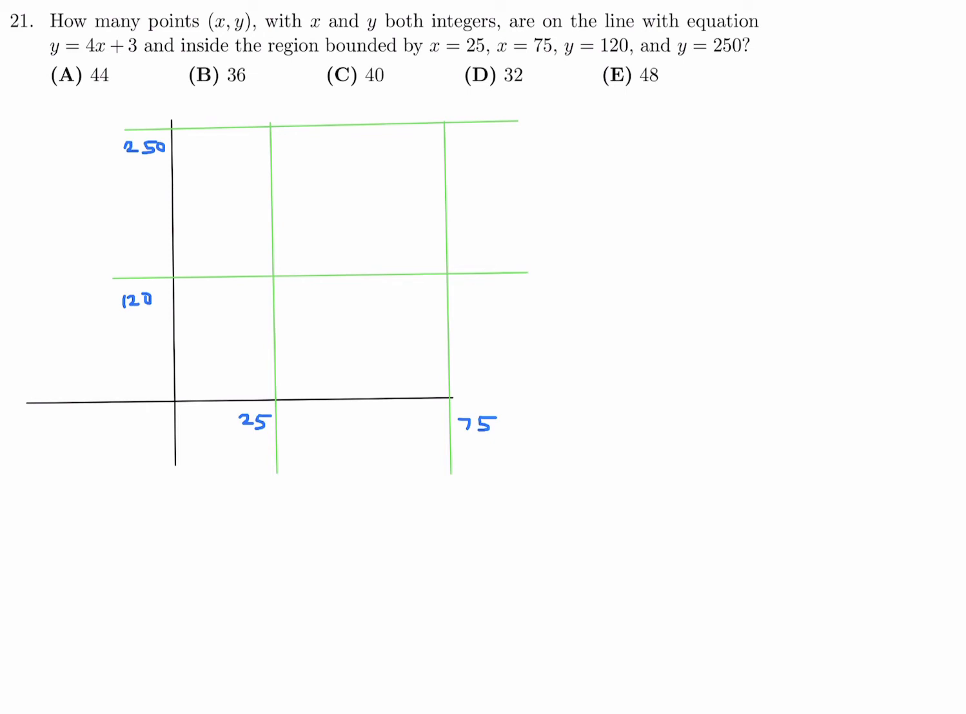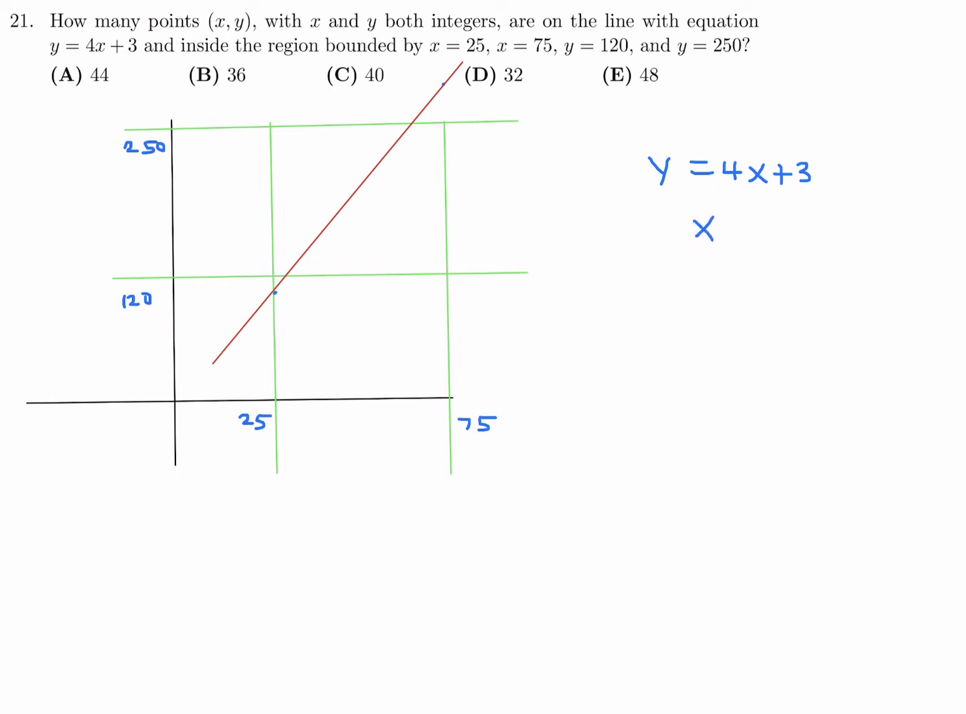And then now let's plot this y equals 4x plus 3. When x is 25, we're going to have 103, so approximately here. And when x is 75, we're going to have 303, so somewhere here. And then let's connect those two points to get an idea of what this will look like, so something like this. So now the equation has to be looked at in terms of these boundaries.